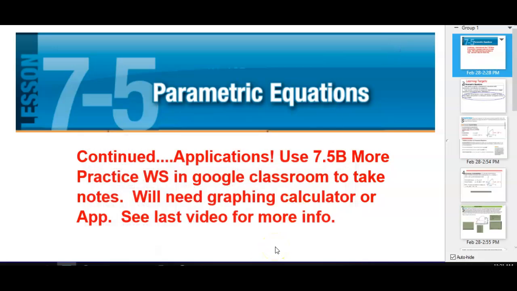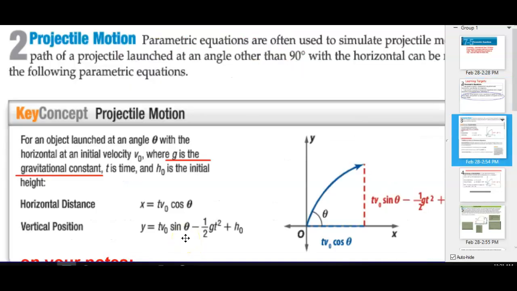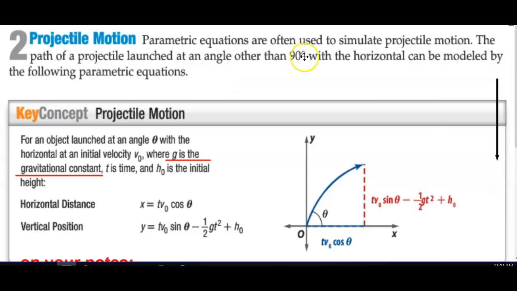We're going to talk about how to apply the stuff we've been learning to projectile motion. Predict, well, apparently I can't spell. That's supposed to say predict its position. All right. Parametric equations are often used to simulate projectile motion. The path of a projectile launched at any degree other than 90 with the horizontal can be modeled by the following parametric equation. So in the past, we did like they threw the ball straight up in the air, but we can now model what happens when they throw it at an angle.